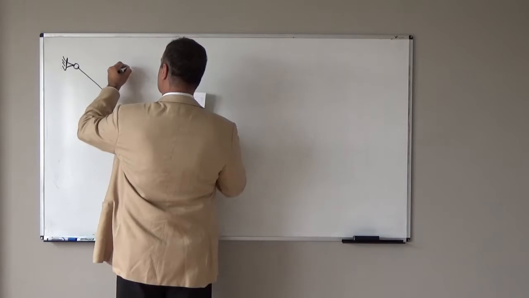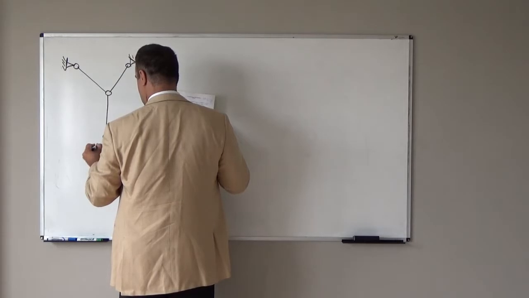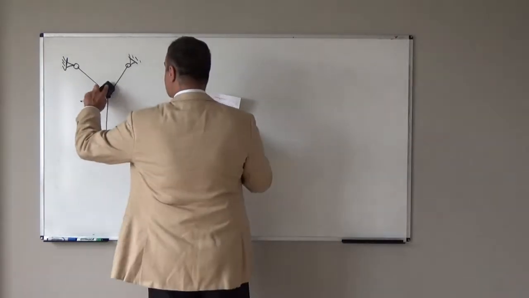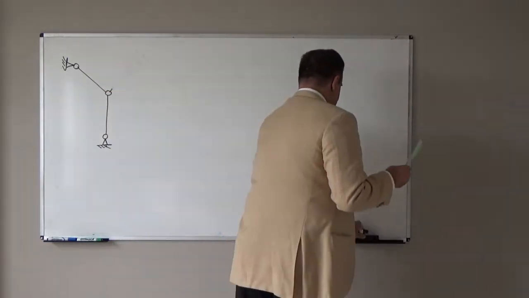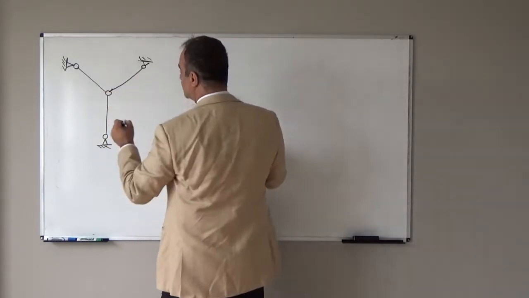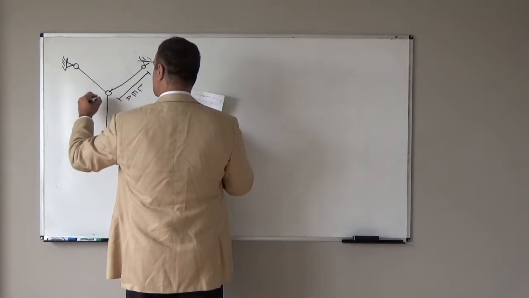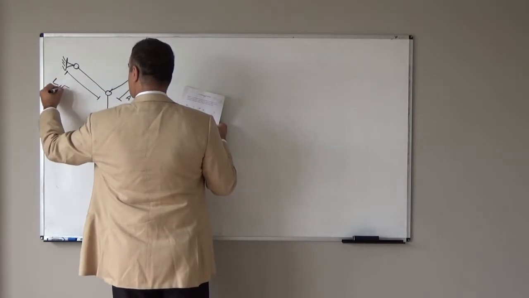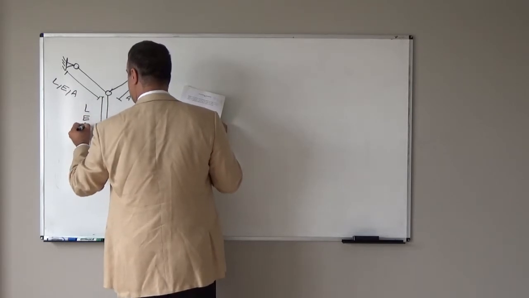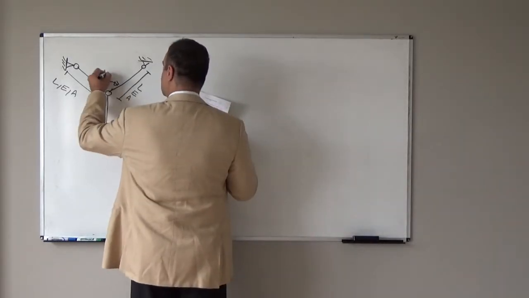We have three rods. Length of each one is L. Cross-sectional area is A, and Young modulus is E. So LEA, LEA, and LEA. Angle between each rod is 120 degrees.